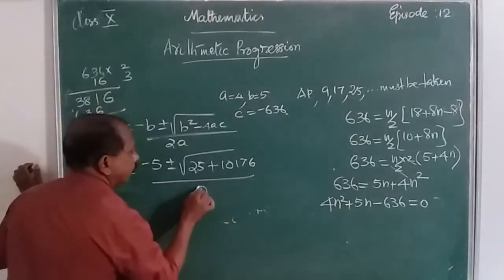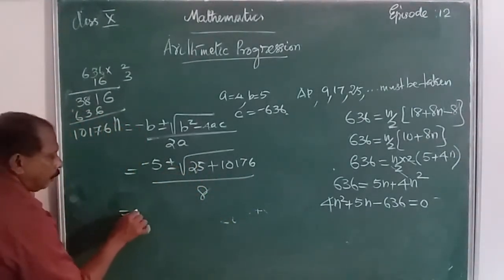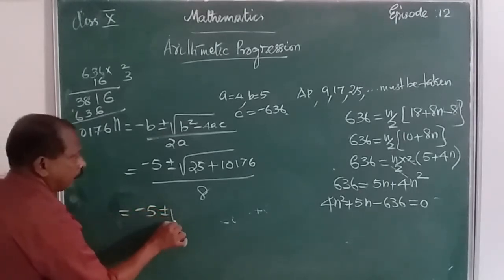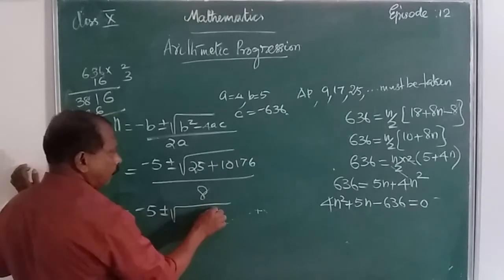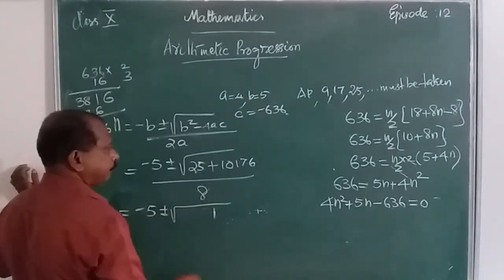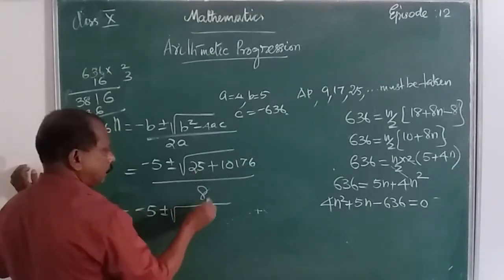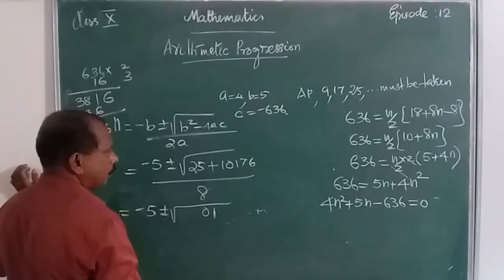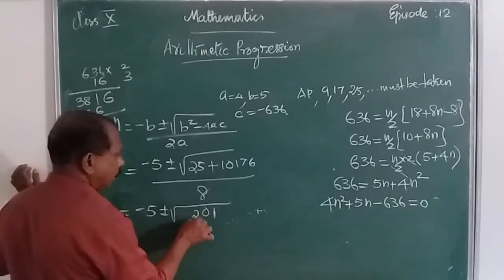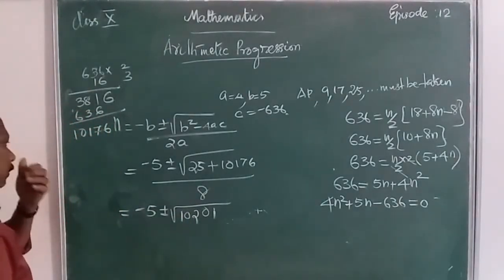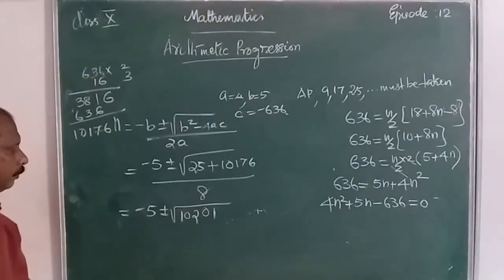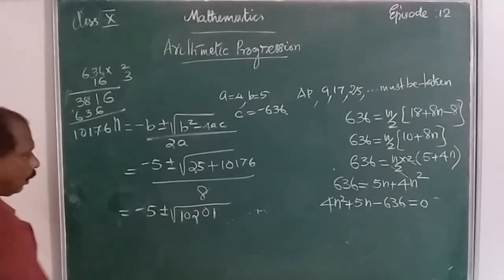Divided by 2a, that is 8. n is equal to minus 5 plus or minus root of 10201, divided by 8.